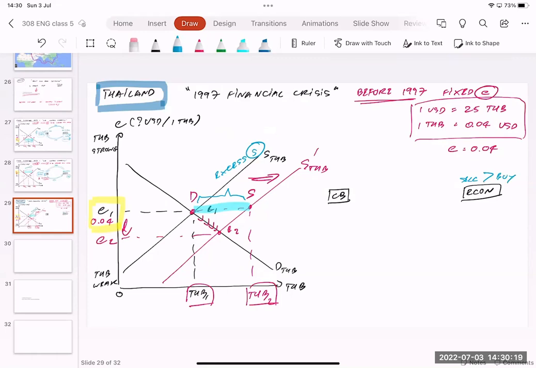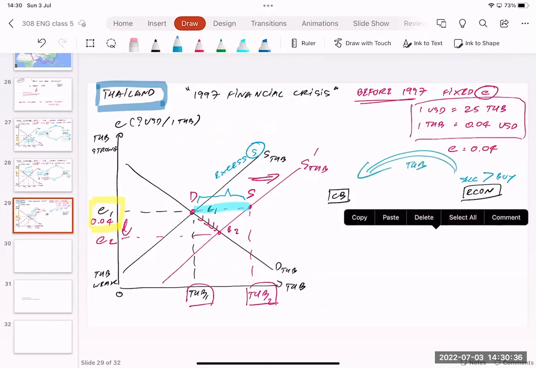Okay, people want to sell Thai baht more than people want to buy. So what the central bank has to do is buy Thai baht from the economy. The Thai baht that nobody wants to buy, you can sell it to the central bank. So the central bank is going to pay back in foreign currency like US dollars. So it means that the foreign currency in the hands of the central bank is reducing.